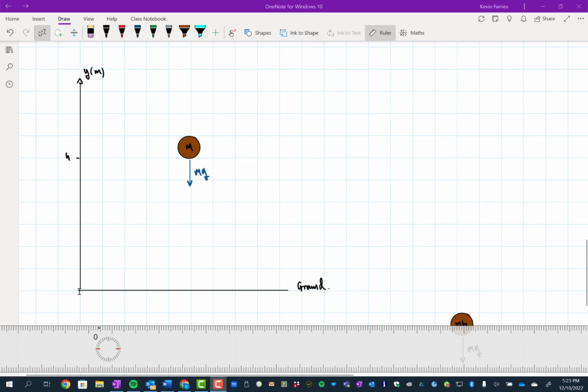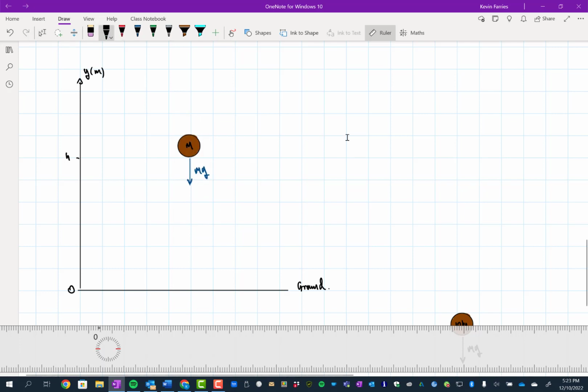When we're doing this type of problem, what we usually have is some kind of datum. In this case, we'll take the ground as the datum, so that would be our 0 point. And then we've got a y direction upwards, and this object starting from some height h. If we were to release that ball and let it fall to the earth, work would be getting done by gravity.